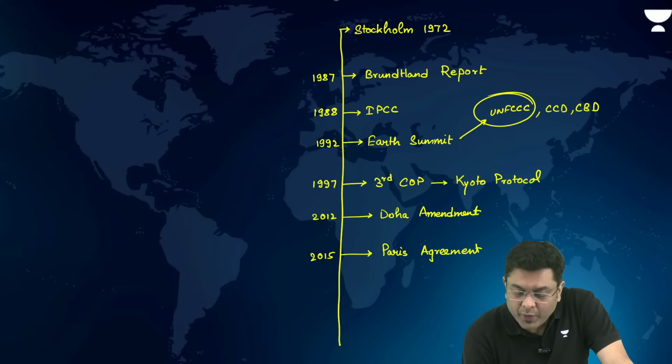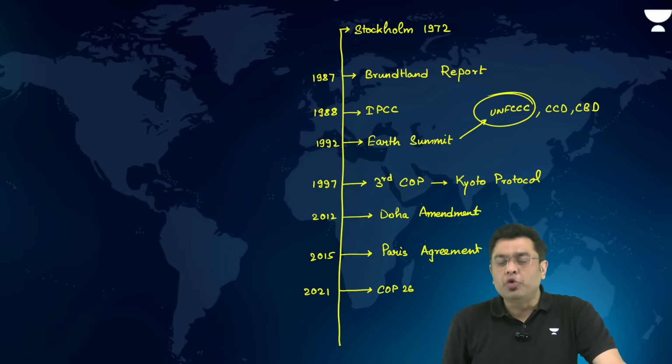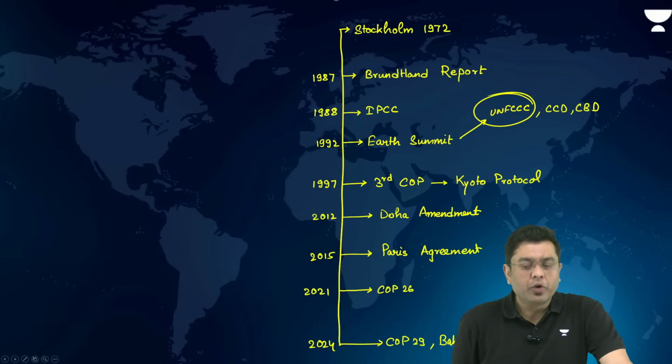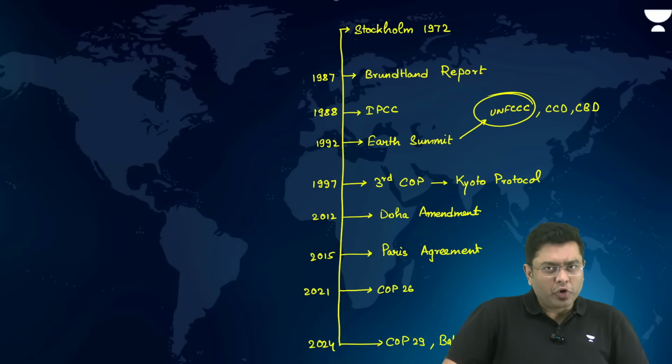In 2021, Conference of Parties number 26, where India declared its net zero ambition for 2070. India declared its Panchamrit goals. That is where it becomes important. And lately, recently in 2024, you had the COP number 29, which was held in Baku, Azerbaijan. Okay, so that is the timeline for all the climate convention and the protocol associated.